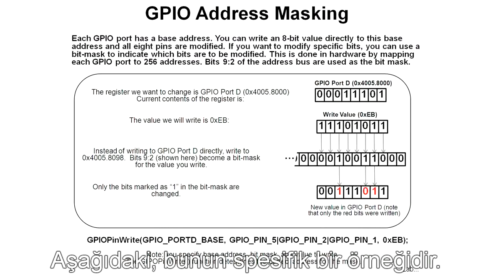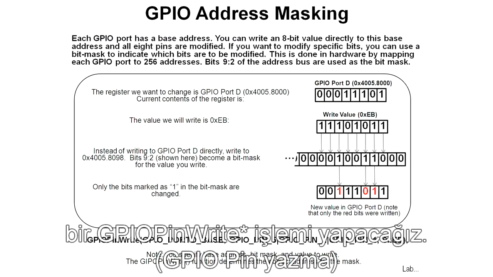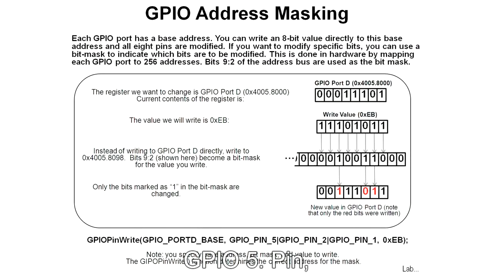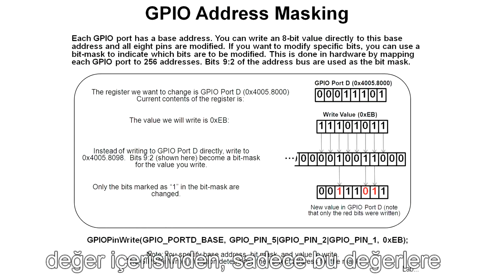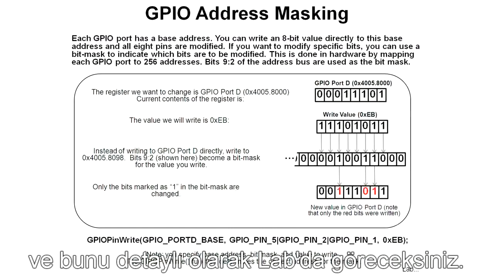Down below is a specific example of that. Here we're going to do a GPIO pin write to GPIO port D base. That's the port D base that we specified up here. We're going to write to GPIO pin 5, pin 2, and pin 1. So we will only write those values out of the data that we actually send to it. This is an extremely powerful technique, and you're going to get to see that in detail in the lab.